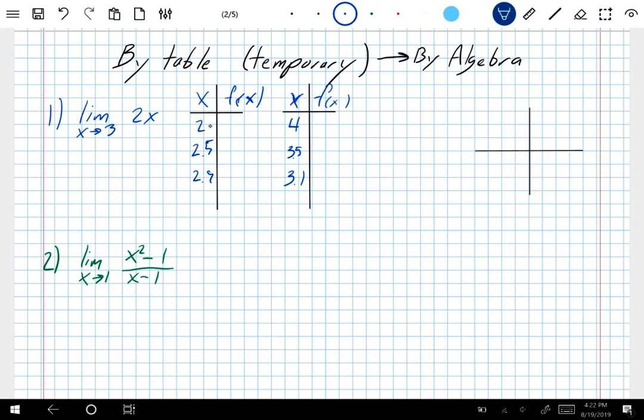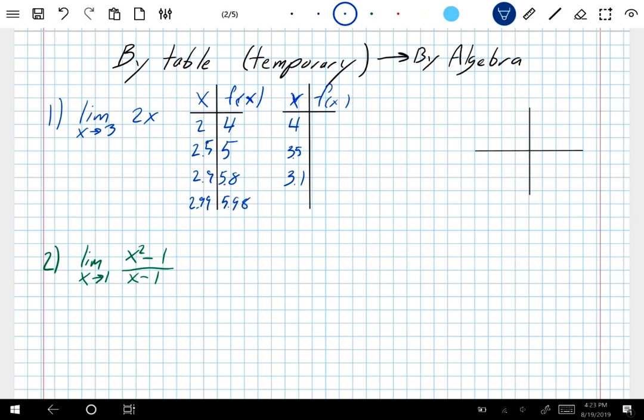So if I was going to take this x value of 2 and plug it into this function 2x, I would get a 4. And I take an x value of 2.5 and I plug it into 2x and I get a 5. I plug in 2.9 and I get a 5.8. Okay, maybe you're seeing where this is going. If you're unsure, we could even go further. I could go 2.99, and if I plug that into 2x, I'm just doubling it. So I would get 5.98.